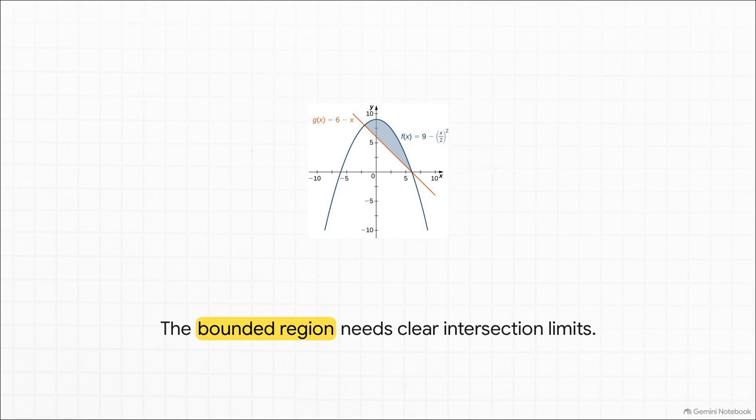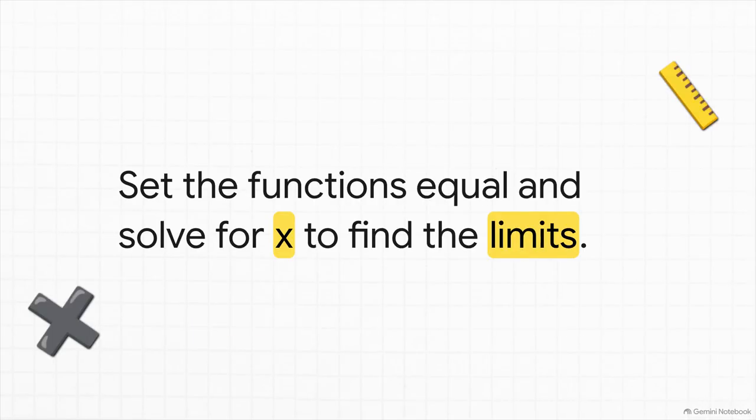We've got this downward-facing parabola and a straight line just slicing right through it. The shaded region is totally locked in there between them, but notice how the graph doesn't just hand us our A and B starting points. We actually have to find those intersections ourselves to know where to start and stop our integral. To pull this off, just set f of x equal to g of x and solve for x to find your limits of integration, A and B.